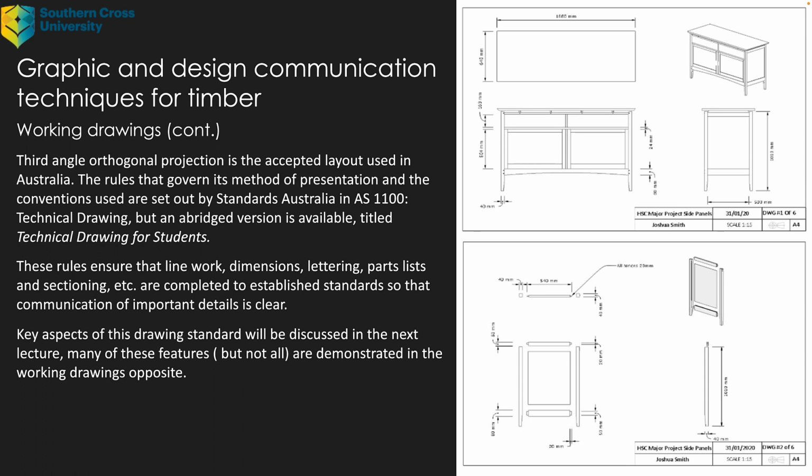Third angle orthogonal projection is the accepted layout used in Australia. The rules that govern its method of presentation and the conventions used are set out by Standards Australia in AS 1100, Technical Drawing, but an abridged version is available titled Technical Drawing for Students. These rules ensure that line work, dimensions, lettering, parts lists, and sectioning, etc., are completed to established standards so that communication of important details is clear. Key aspects of this drawing standard will be discussed in the next lecture. Many of these features, but not all, are demonstrated in the working drawings opposite.